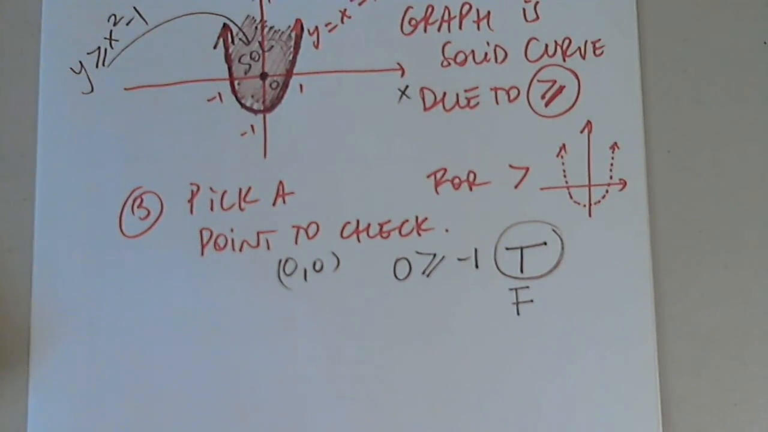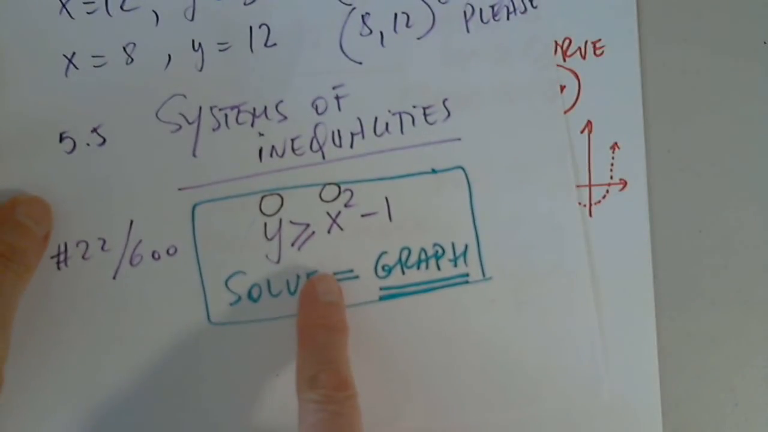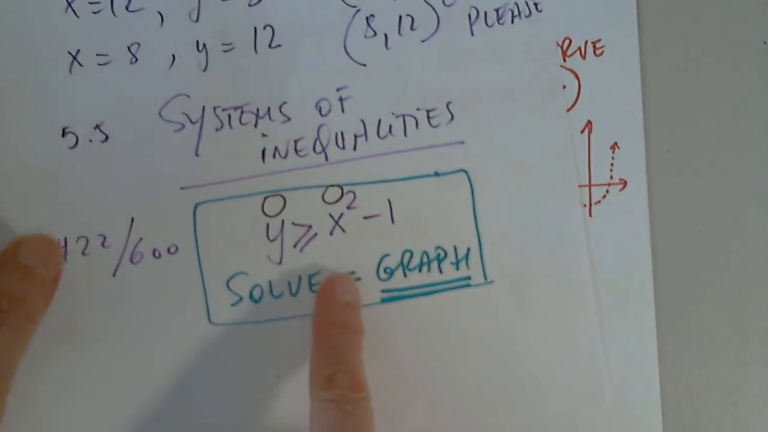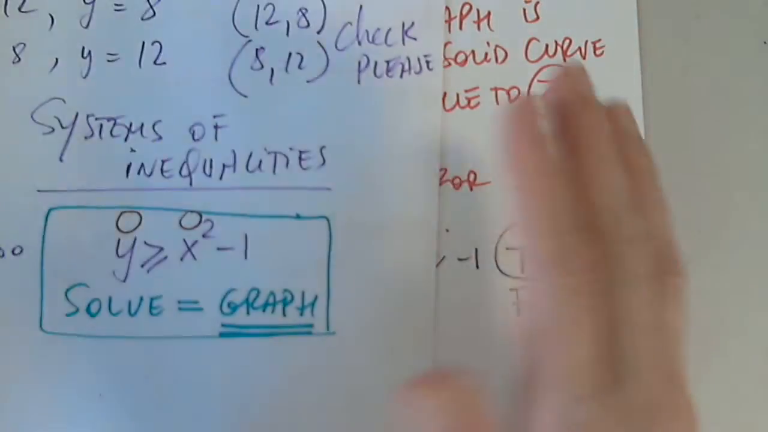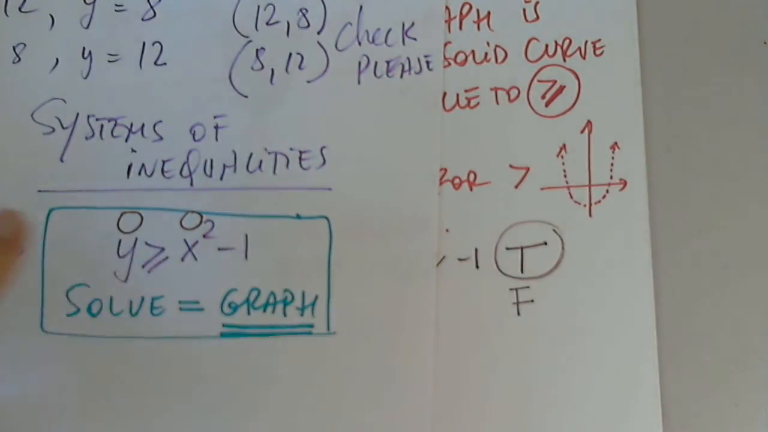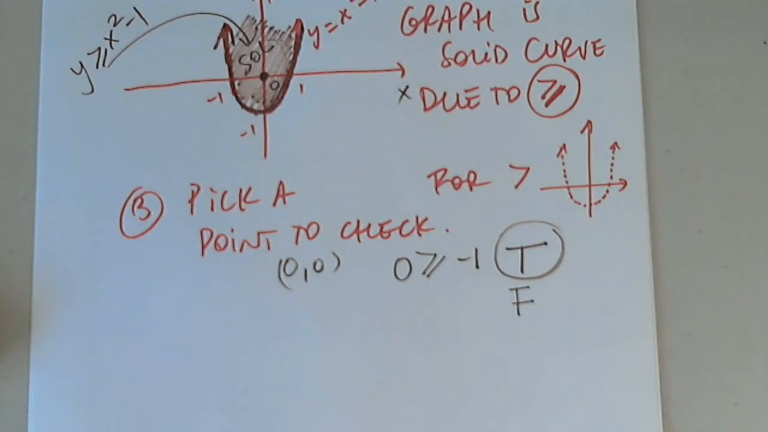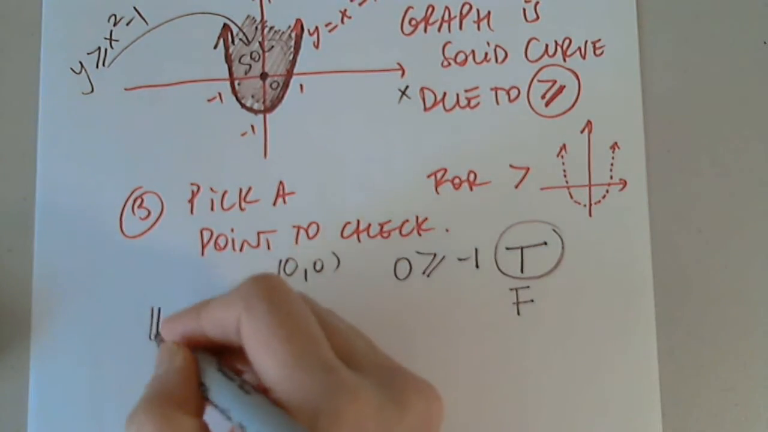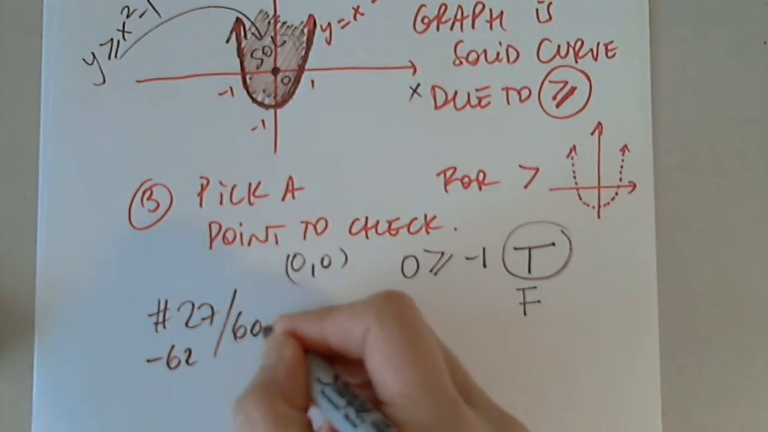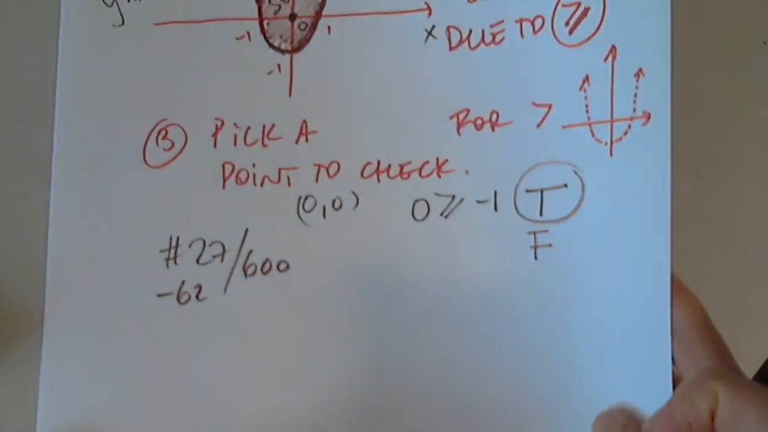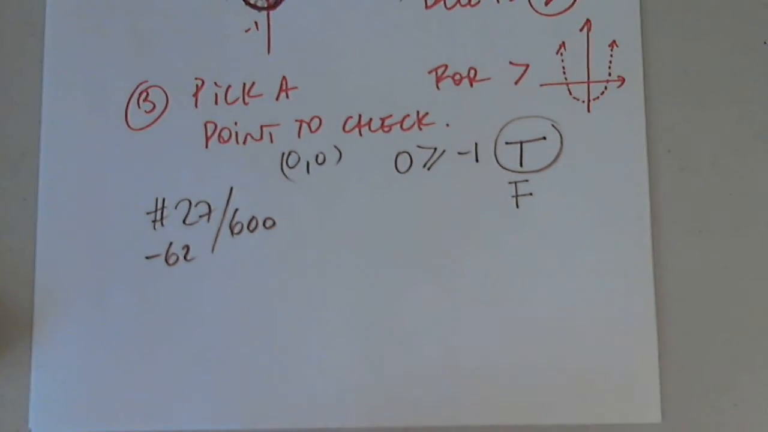What will happen with a system? We will have more than one, maybe two, maybe three inequalities. We will solve each inequality as we just did, and then intersect, if there is an intersection. So feel free to choose now anything you'd like from 27 through 62 on page 600. Anything you'd like to work on.